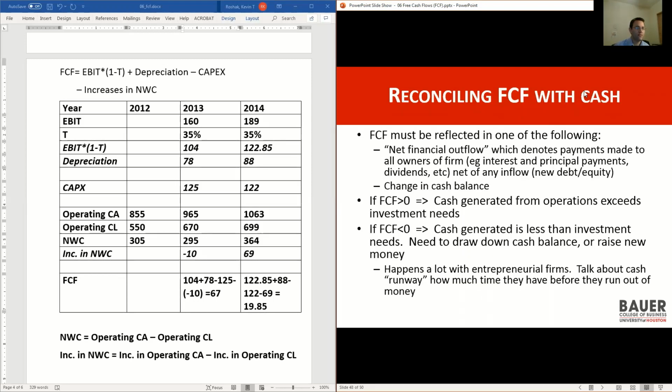We can also reconcile free cash flows with our cash account. So if you're generating cash, that means that your cash account should probably be going up. The cash that you're generating is exceeding what you are putting into the business. So your cash balance should be going up here. Or you can pay that cash out to your investors. So you get this extra cash coming into the company. Either you keep it in your cash account or you can pay it out to your investors.